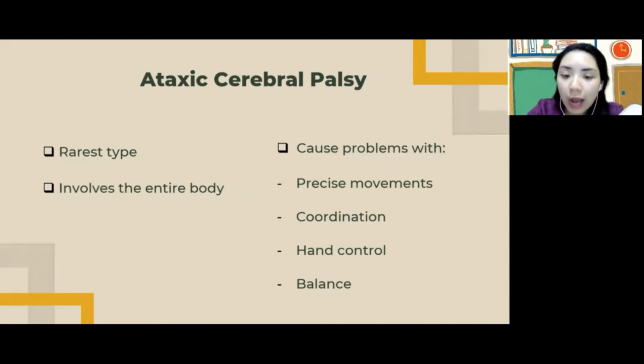And then they may also have poor coordination, no, so they have poor hand control, they may have tremors, no, or shaking movements, and then they may also have difficulties with hand control and balance. So kana during walking, they may walk with the feet usually far apart, and for hand control, kay they may have difficulties in reaching for an object or shake hands, or kana there are kind of tremors, no, or shaking movements.